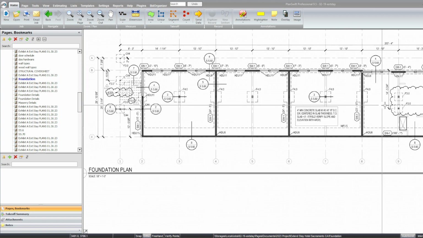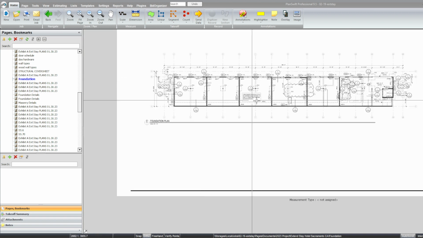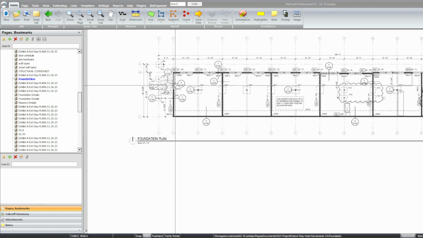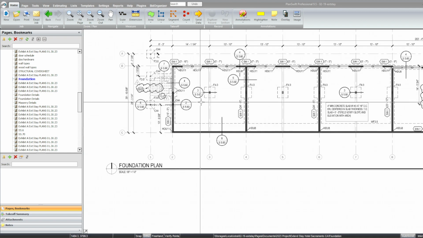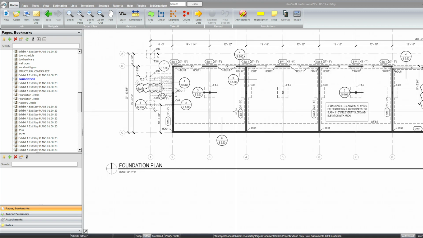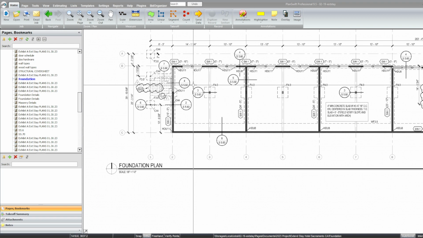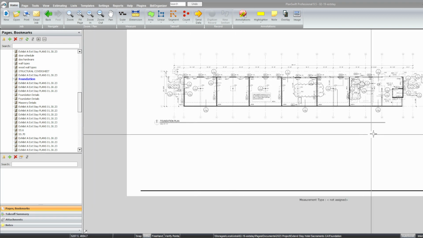So what are we looking at? This is a very rectangular shaped foundation for this hotel. And this is actually, I believe, an extension to an existing building, but this is the foundation of the new construction.